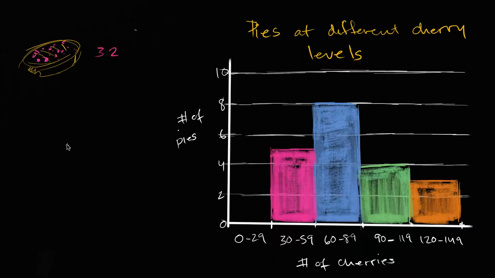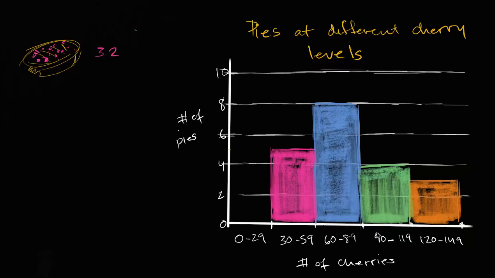And then you create buckets, because you don't want to create just a graph of how many have exactly 32. You just want to get a general sense of things. So you create buckets of 30. You say, how many pies have between 0 and 29 cherries? How many pies have between 30 and 59, including 30 and 59? How many pies have at least 60 and at most 89 cherries?